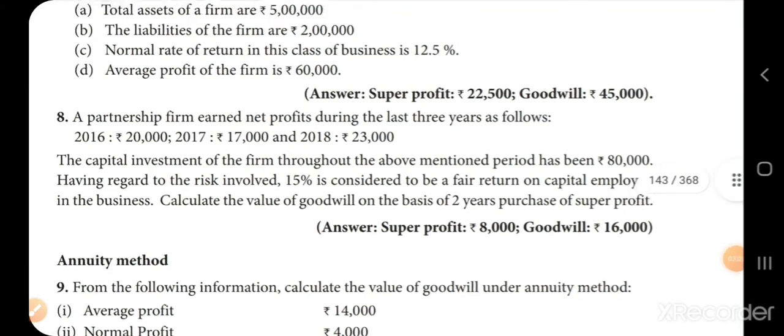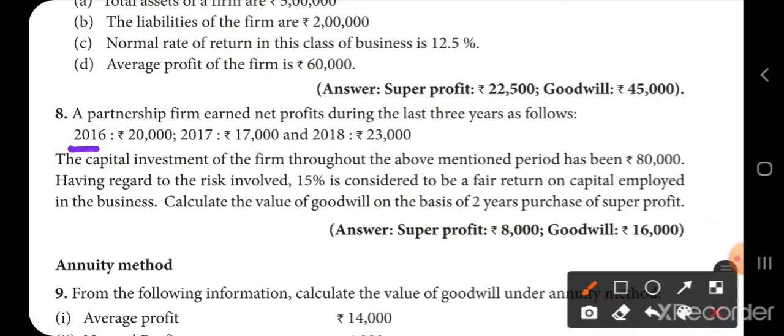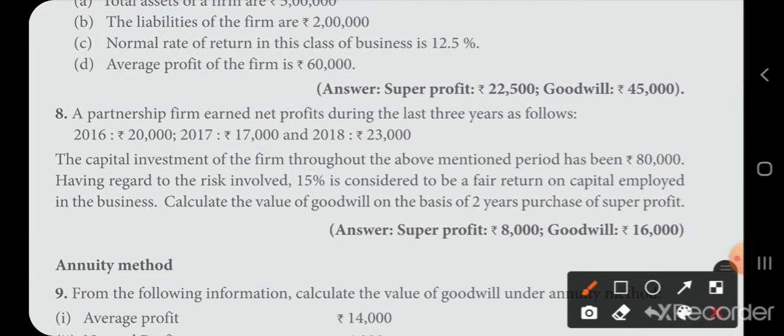Exercise 8. A partnership firm earned net profits during the last 3 years as follows. Net profits of 3 years is given. So from these details you can find out the average profit. So average profit is 20,000 plus 17,000 plus 23,000 divided by 3. The capital investment of the firm throughout the above mentioned period has been 80,000. This is what? Capital employed. Having regard to the risk involved, 15% is considered to be the fair return. So this 15% is what? The normal rate of return.